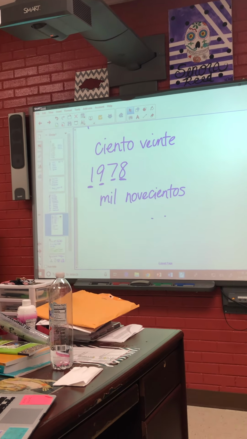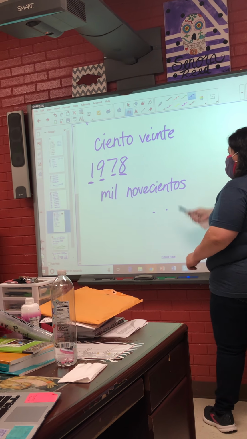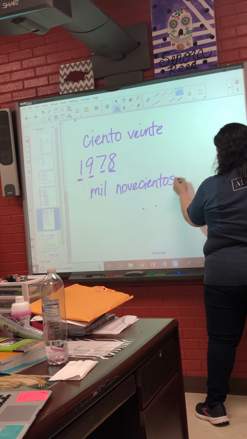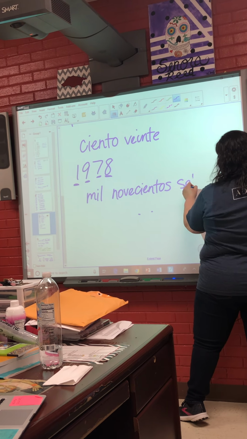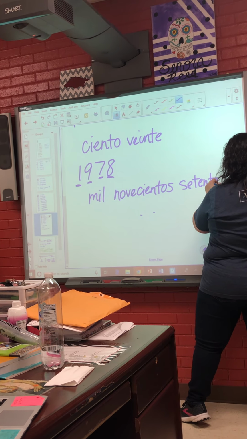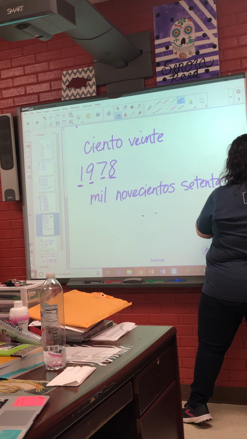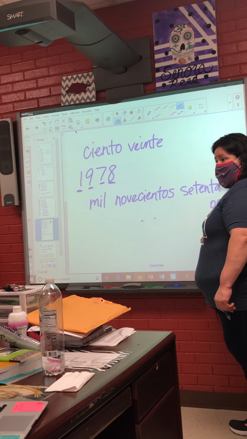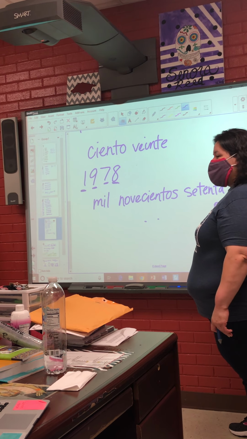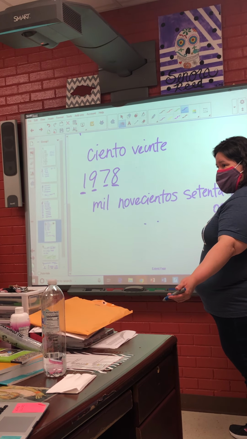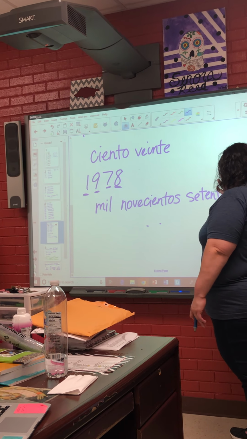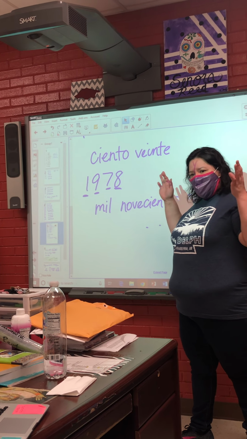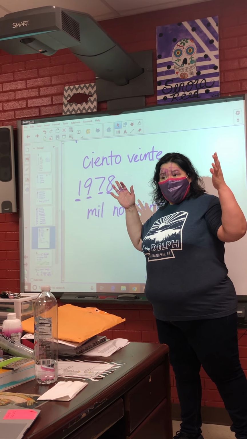Okay, 1900, and then 78. 1978. That's how I would write out the year. So that's how we would write that out. Now, you guys don't need to know all that right now. You're strictly sticking to anywhere from 1 to 100.